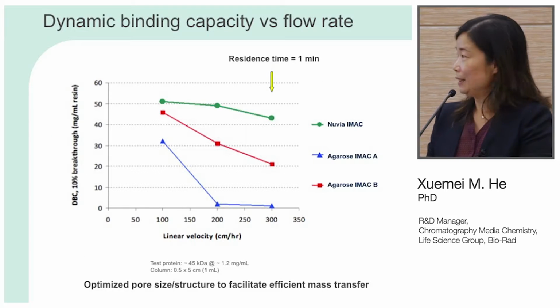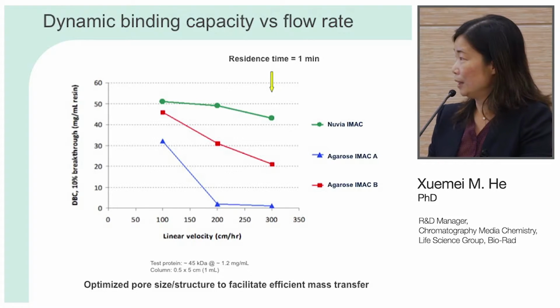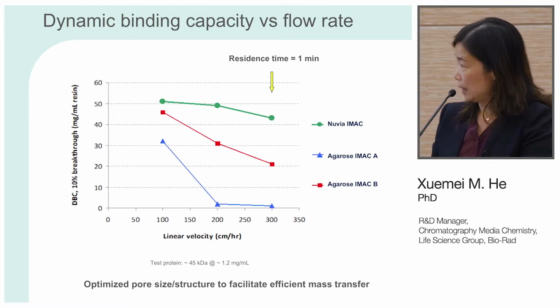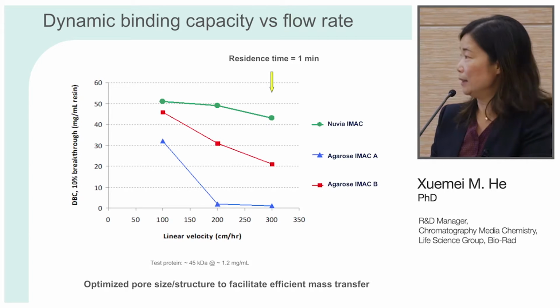With this in mind, I just want to show you the dynamic binding capacity of this resin at different flow rates. So here is the Nuvia IMAC curve, and we try to change the flow rate for the loading from 100 centimeter per hour up to 300 centimeter per hour. So for the configuration of the test protein in the column, at 300 centimeter per hour, we are talking about just 1 minute of residence time.